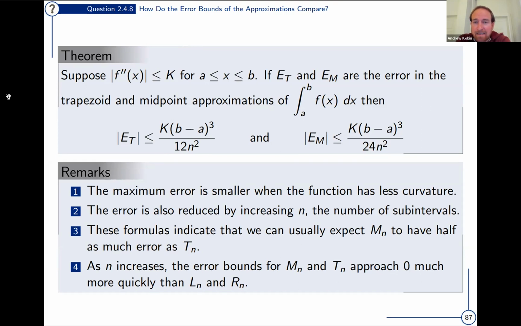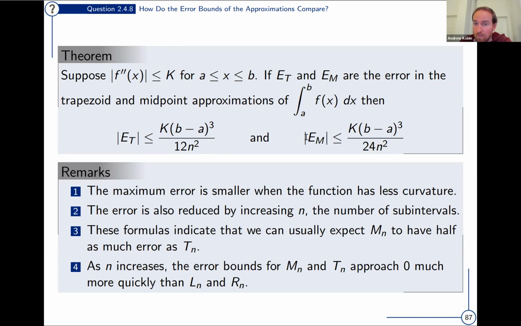So let's let ET and EM be the symbols for the error bounds using the trapezoid and midpoint approximations of some definite interval. And if we know that the second derivative f double prime of x is bounded by some number k on our interval from a to b, then the theorem says that the worst case error for the trapezoid rule error bound is that number k times (b minus a) cubed over 12n squared.